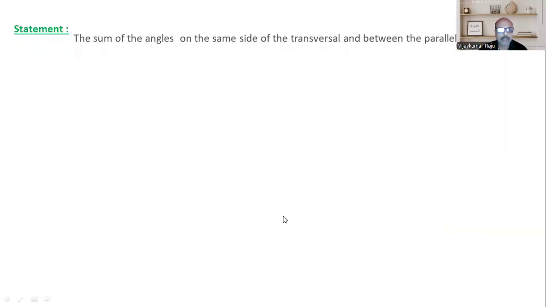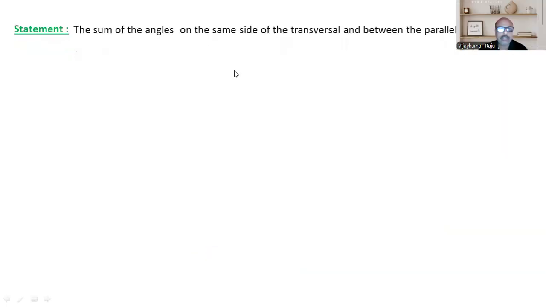We write the same statement. Sum of the angles on the same side of the transversal and between the same parallel lines is 180 degrees. Now, prove. This can be proved using Euclid's postulate. So, in 9th standard, you would have studied about Euclid's theorems, Euclid's postulates, so Euclid geometry. If you remember all that, we will take one of Euclid's postulates.